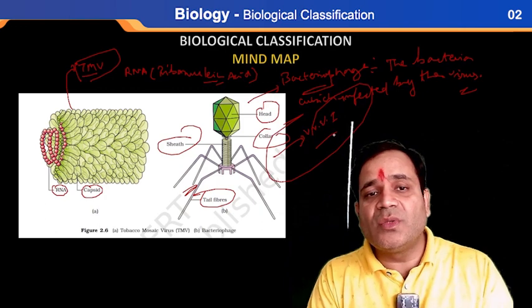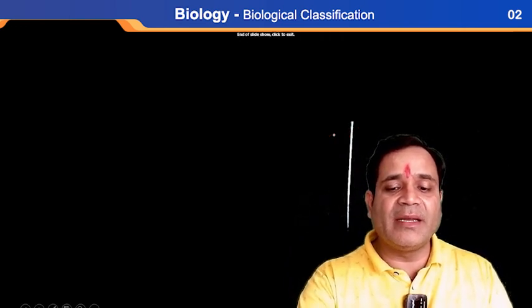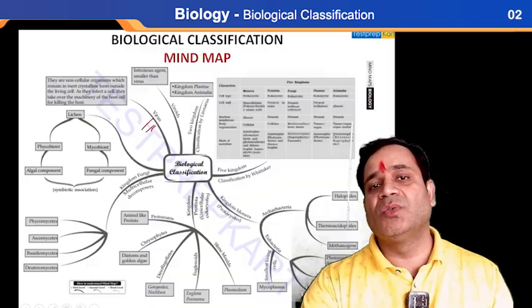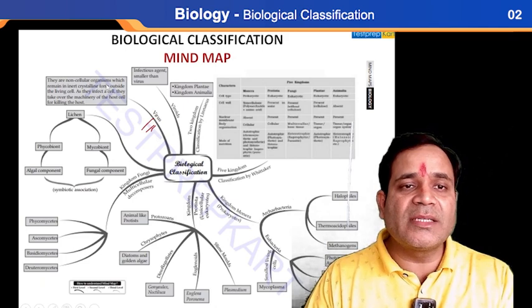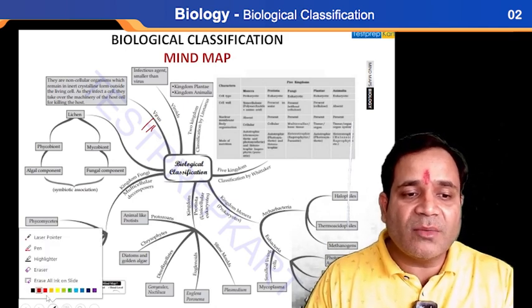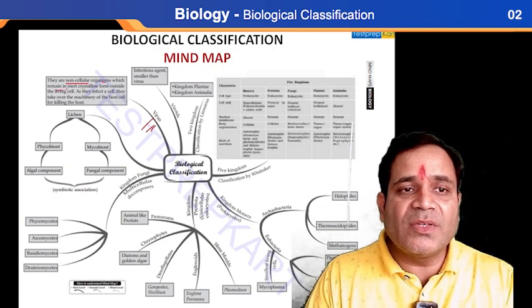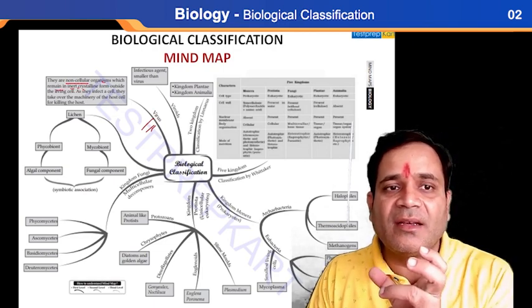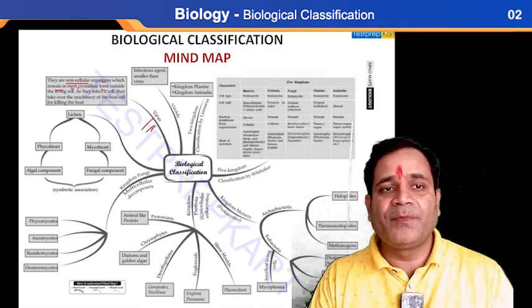So go through all these things because all of them are given in your mind map, my dear. Now, what about the virus? They are non-cellular organisms. If anybody asks you what a virus is, say they are non-cellular organisms which remain in an inert crystalline form. Inert crystalline from where, outside or inside? From outside the living cell.